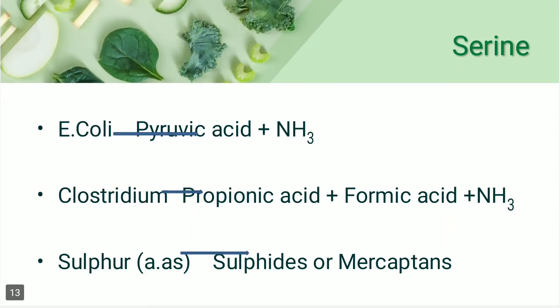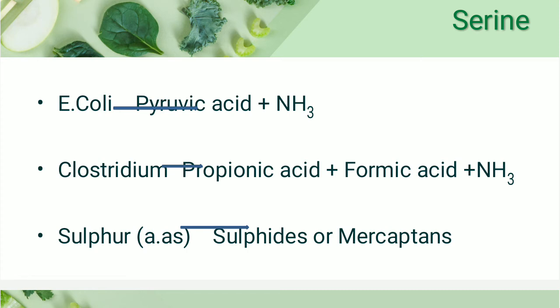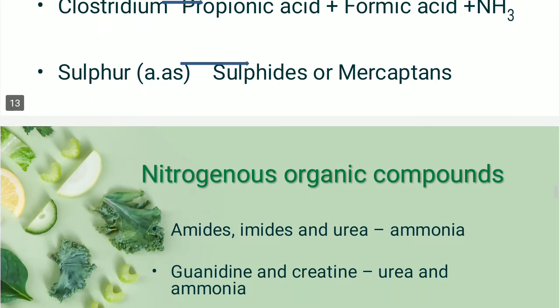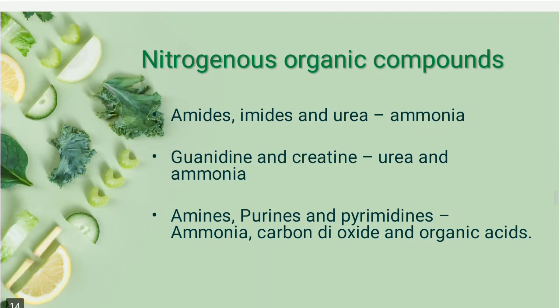Then coming to serine, when serine is acted upon by E. coli, what is formed? Pyruvic acid and ammonia are formed, right? And when Clostridium acts upon this serine, propionic acid, formic acid, and ammonia are formed. Sulfur in amino acids gives sulfides or mercaptans. So these are all the different metabolic byproducts.